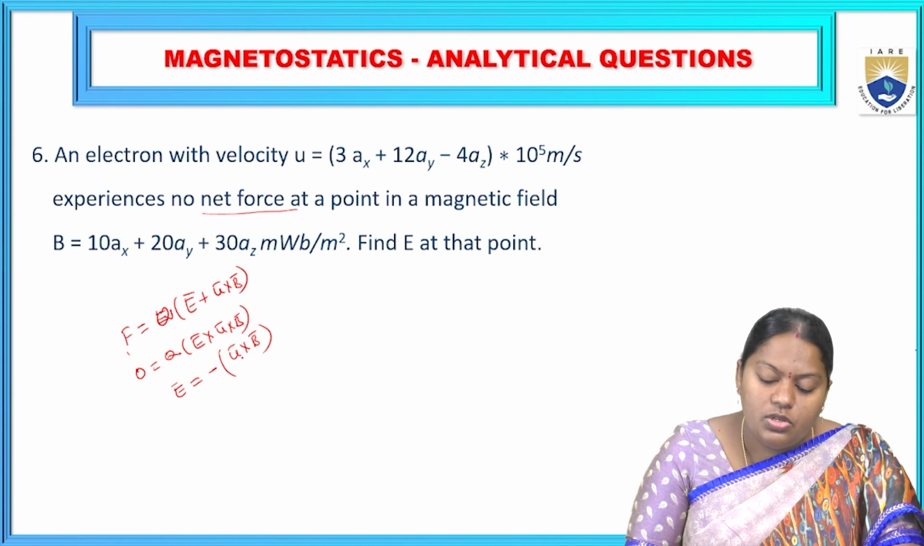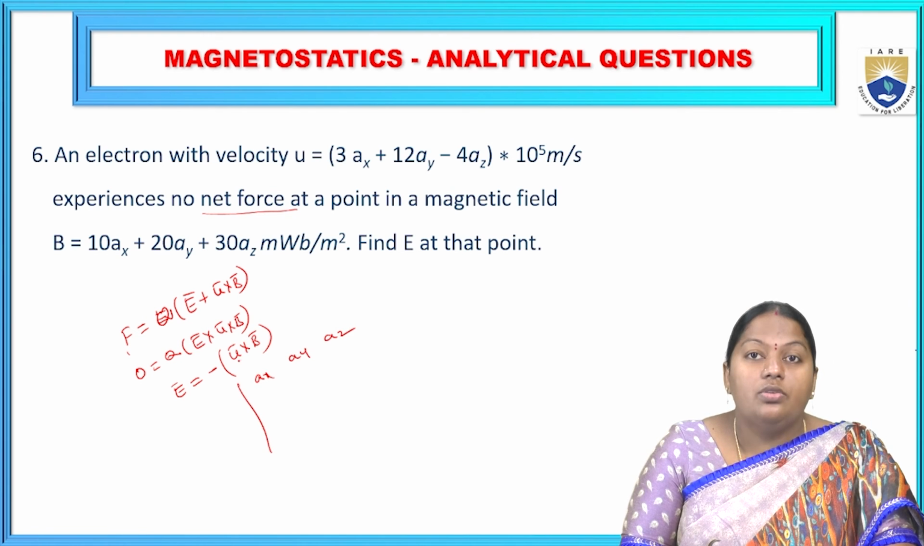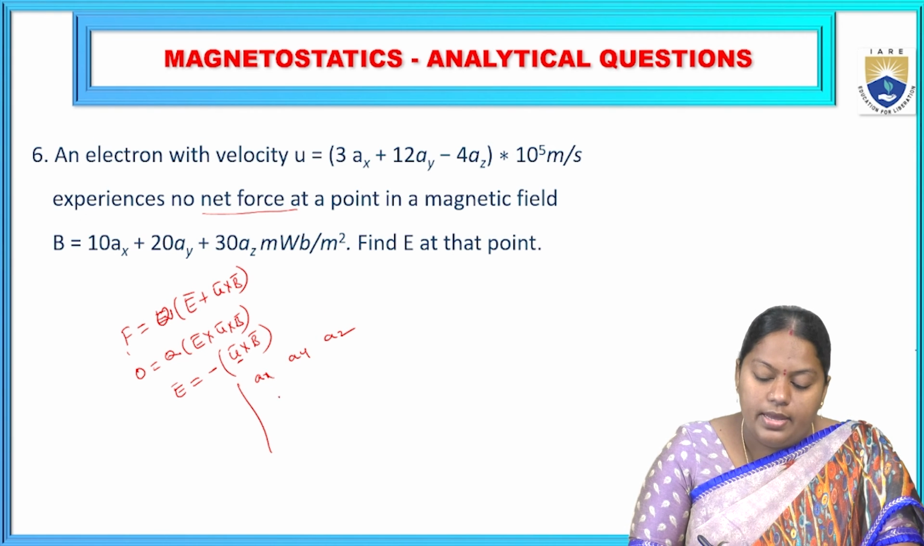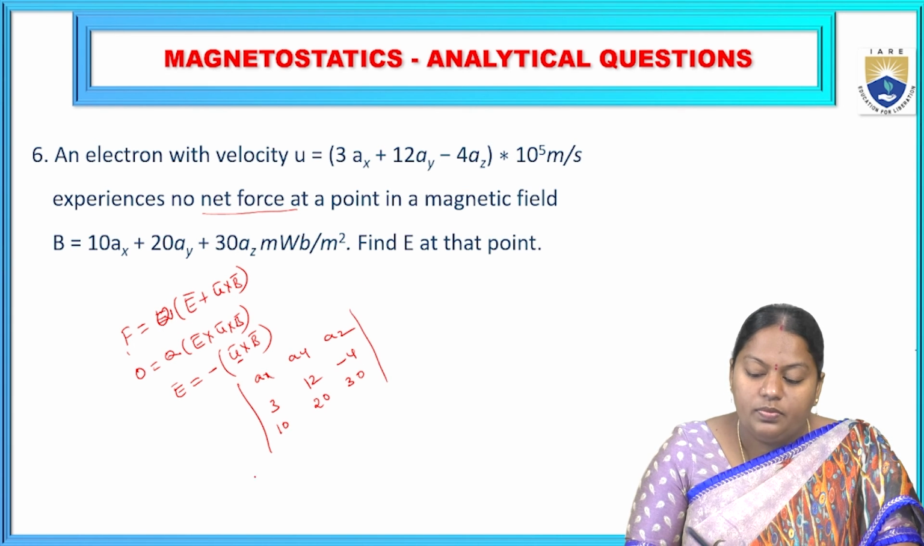Now, from this, substitute u bar cross B bar using the determinant with ax, ay, az, and in the first row we consider vector u as 3, 12 and minus 4, and in the B case 10, 20 and 30 are to be considered, right?